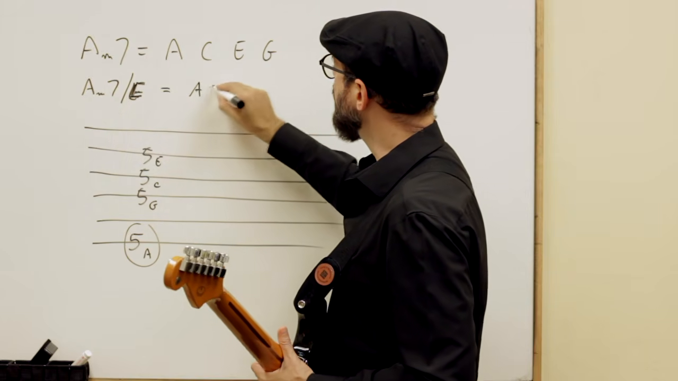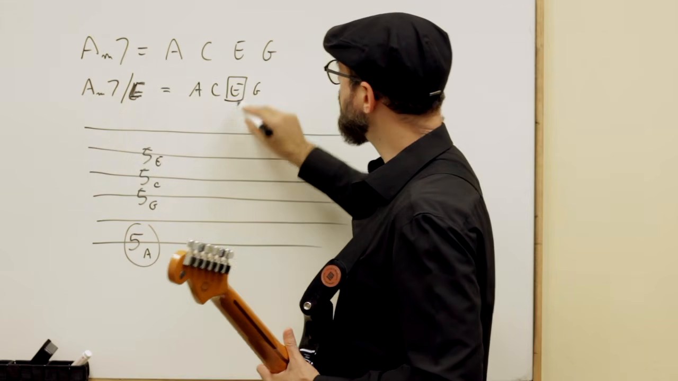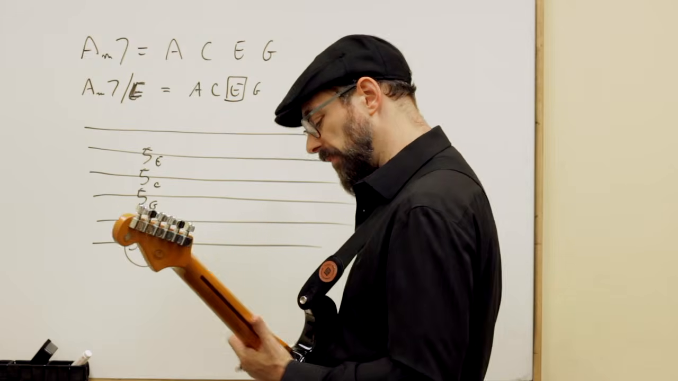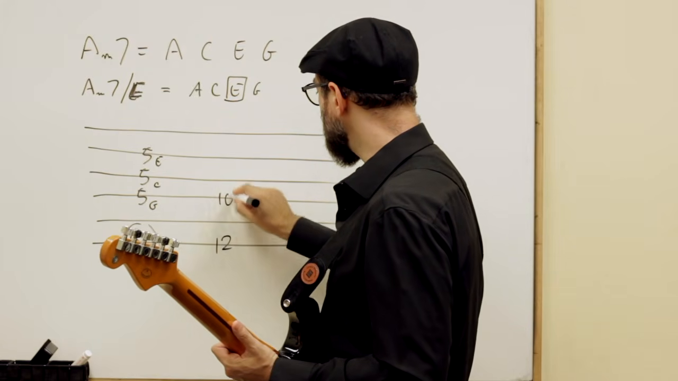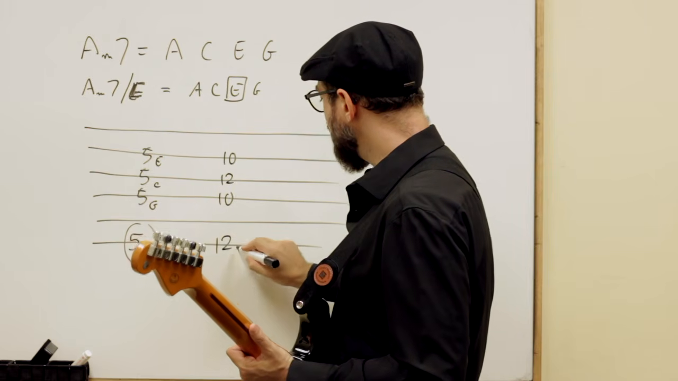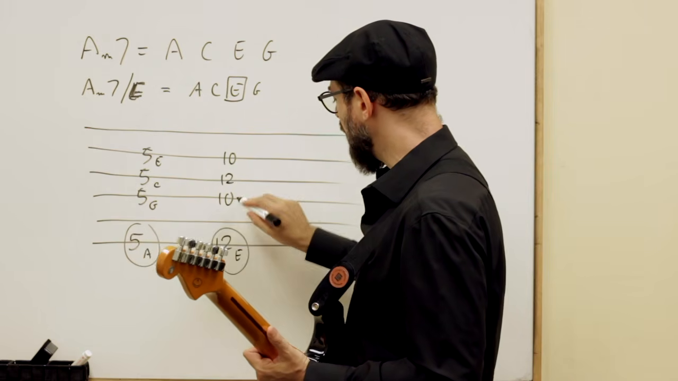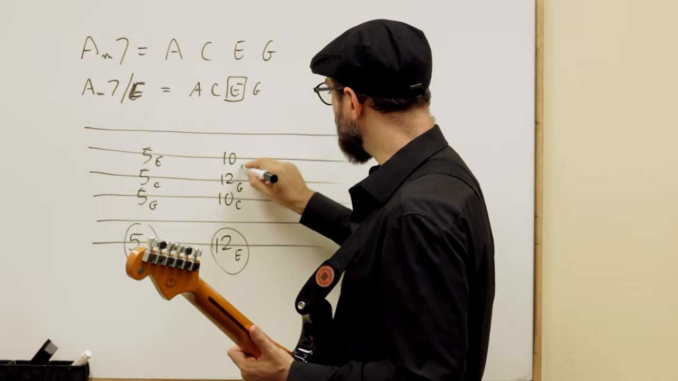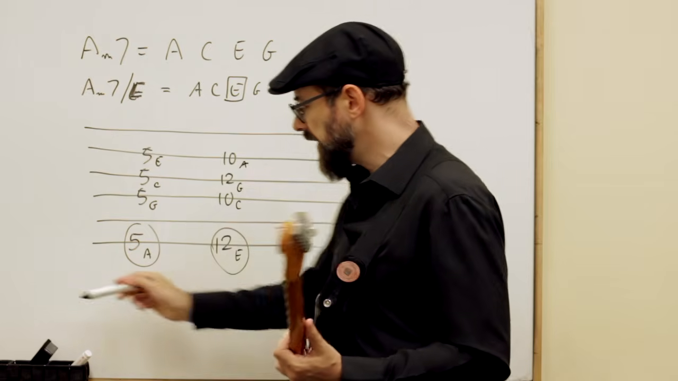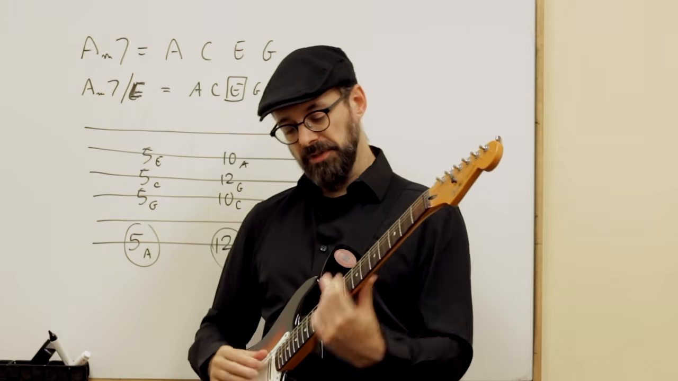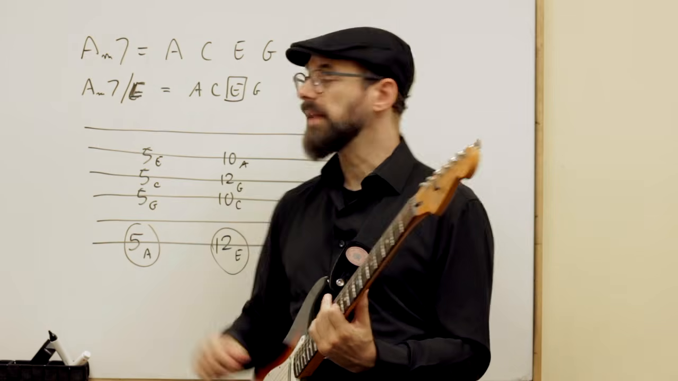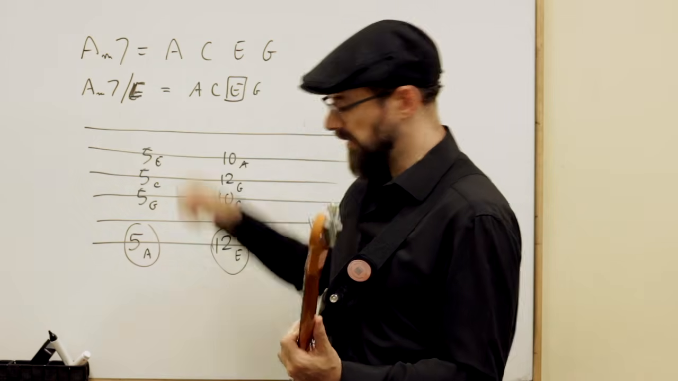The notes are the same, but now the lowest note must be an E, so a way to play that would be to do these, for instance, 12, 10, 12, 10, the bass note is an E, okay, then I have a C, a G, and an A, so the same notes, but the sound is different. That's the root position, and that is this inversion here. Okay, so that's what the slash means.